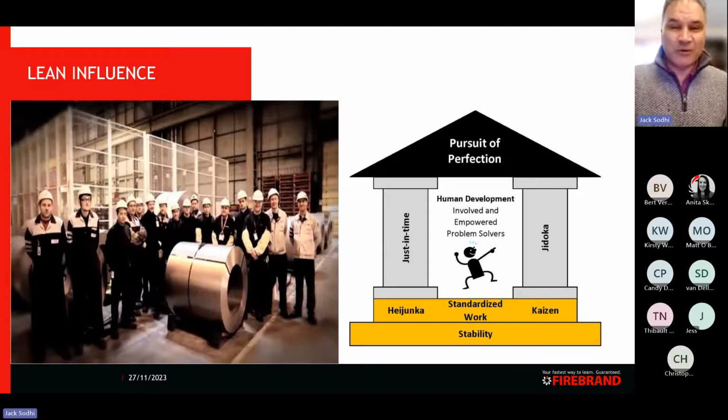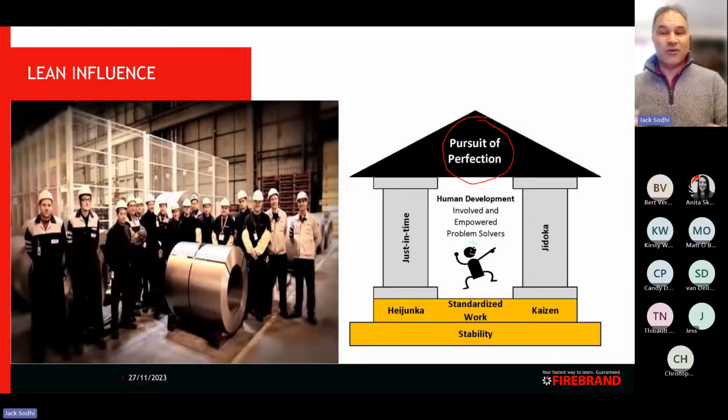So what they were trying to achieve was a pursuit of perfection. Perfection was like reducing waste. And they did that by using pillars like just in time, not having too much inventory, and jidoka, these Japanese words for certain things, like harmonized intelligent automation. But the key word there is empowerment. We're actually empowering people to be able to make decisions.